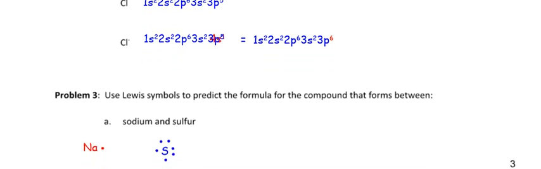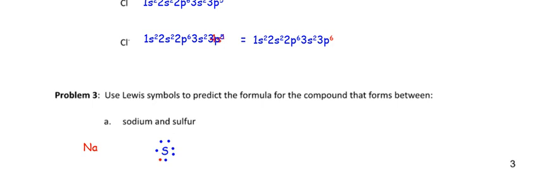All right, is this what you got? All right, so what are we going to do? Well, just like we did before, we're going to do this, and what do you notice? Sodium has now lost its outer shell. That's good news. But what about sulfur? Sulfur isn't so happy about this, is it?